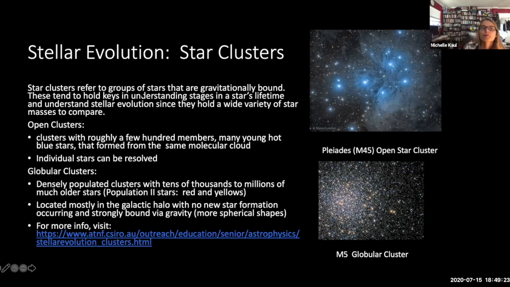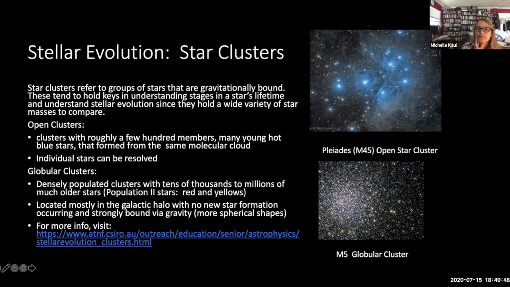So when we talk about star clusters, we're just talking about groups of stars that are gravitationally bound, not so much like our galaxy. Our galaxy is a large group of stars, right, that are combined gravitationally into one system. So a star cluster is just a mini group within our galaxy. So we've got groups of stars that are gravitationally bound.